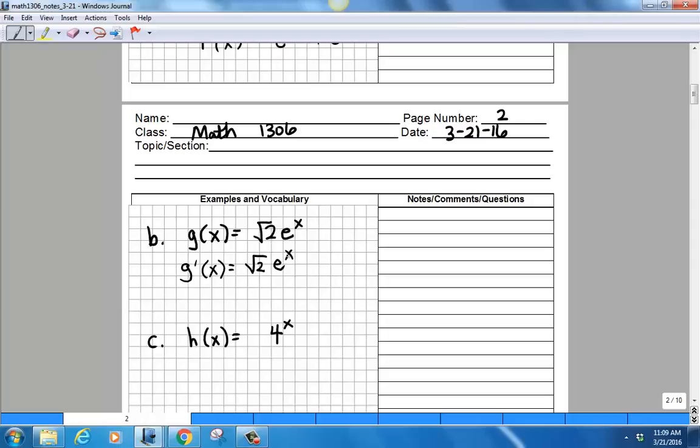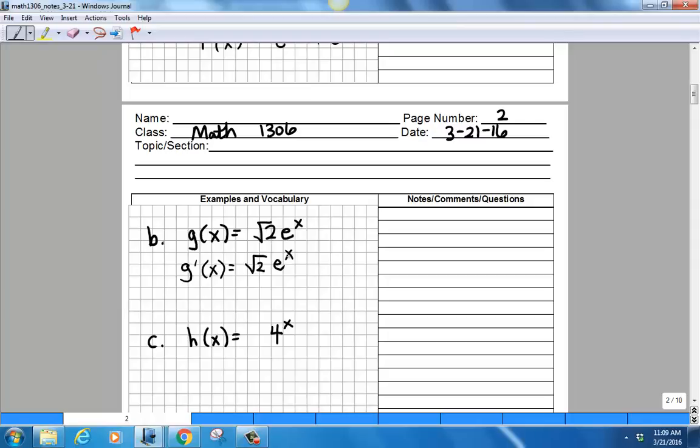Don't bring the x down and subtract 1 from the x. Don't try to apply the power rule here. It's real easy to think about the power rule here, but don't use it.